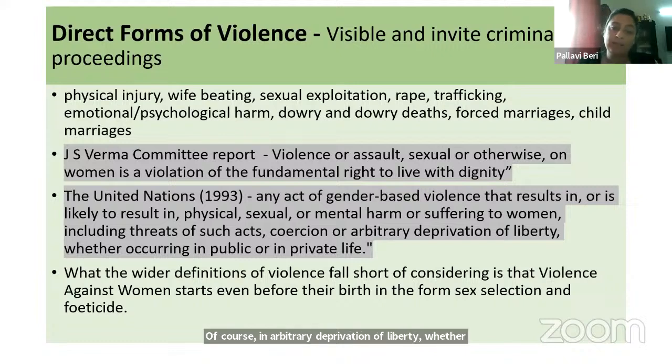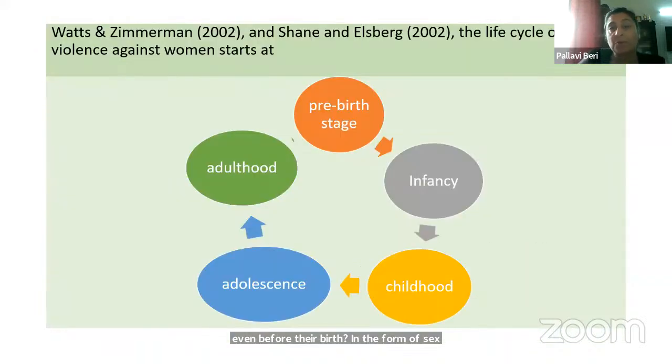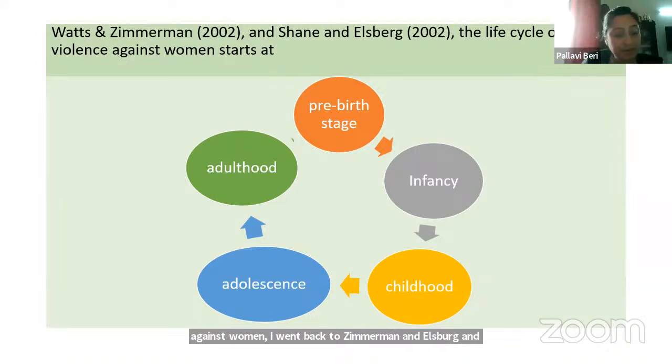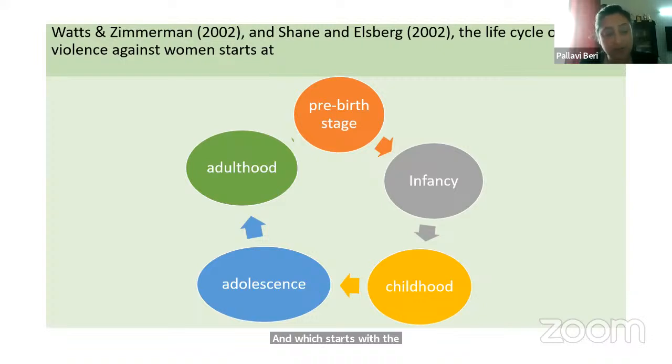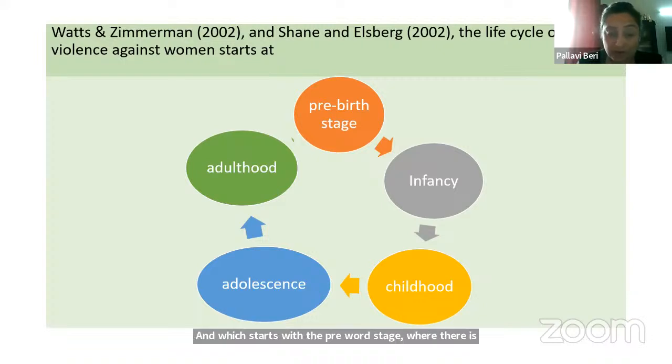Now, amidst all these wider definitions of violence, what falls short is that violence against women starts even before their birth, in the form of sex selection and feticide. So, to understand this entire life cycle of violence against women, I went back to Zimmerman and Ellsberg and realized that they had classified various stages of violence, how it permeates to the next stage, which starts with the pre-birth stage, where there is sex selection and sex-selective abortions.